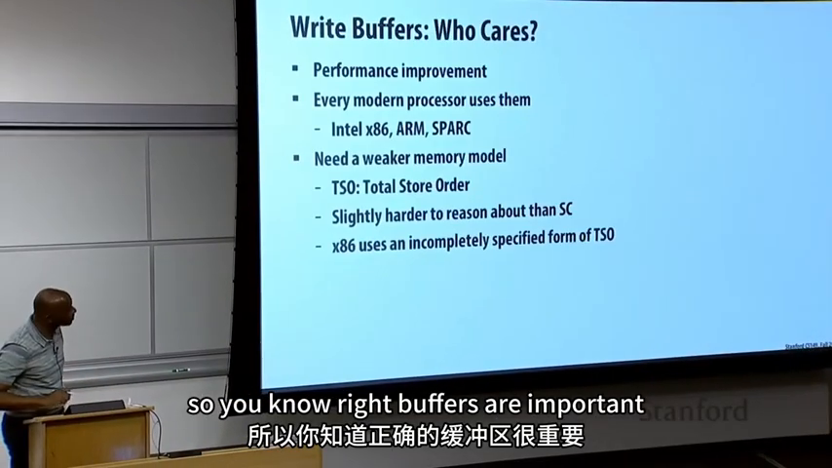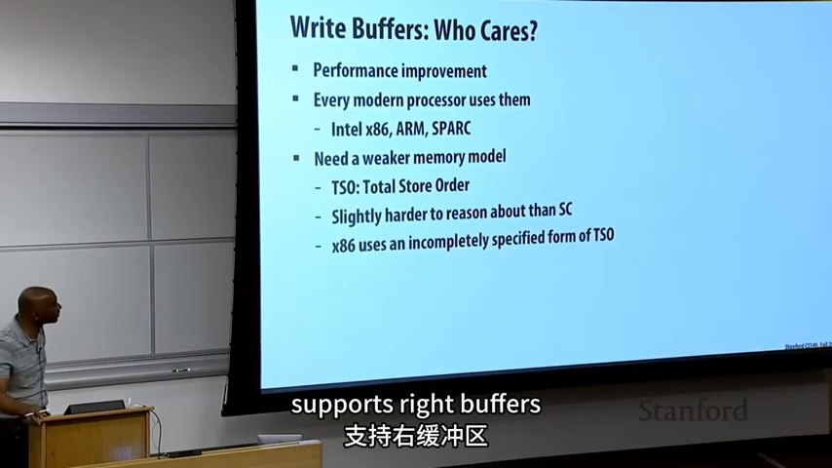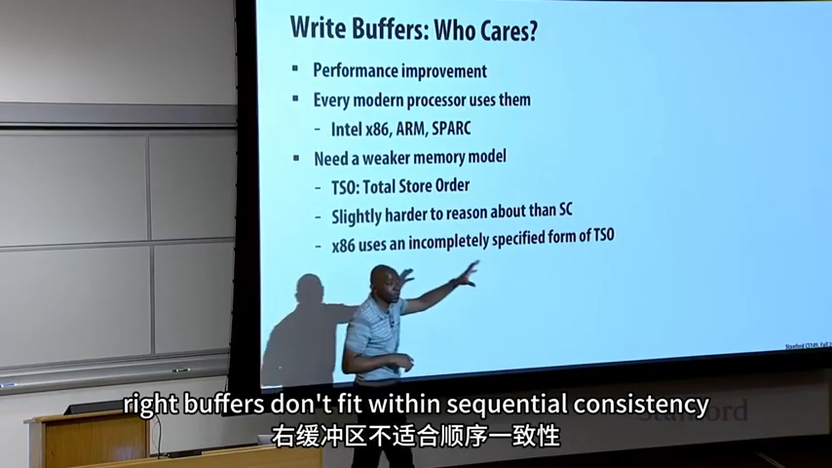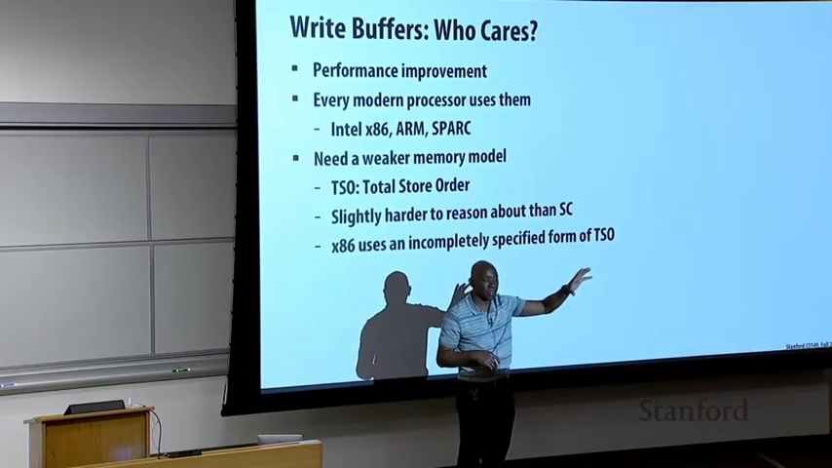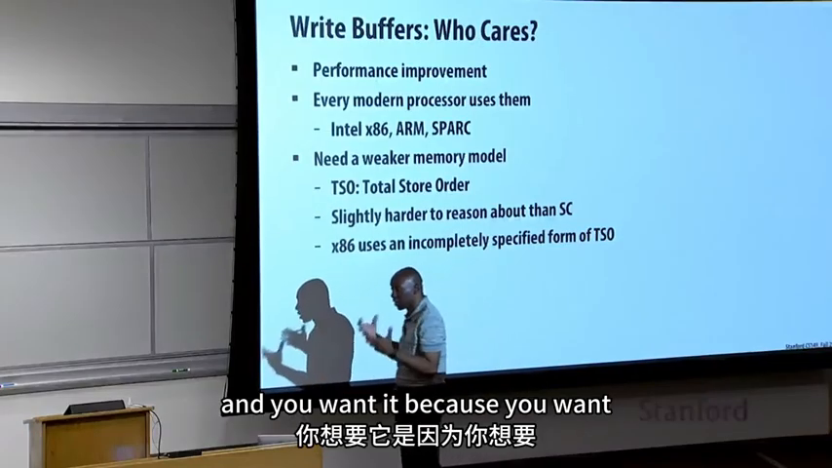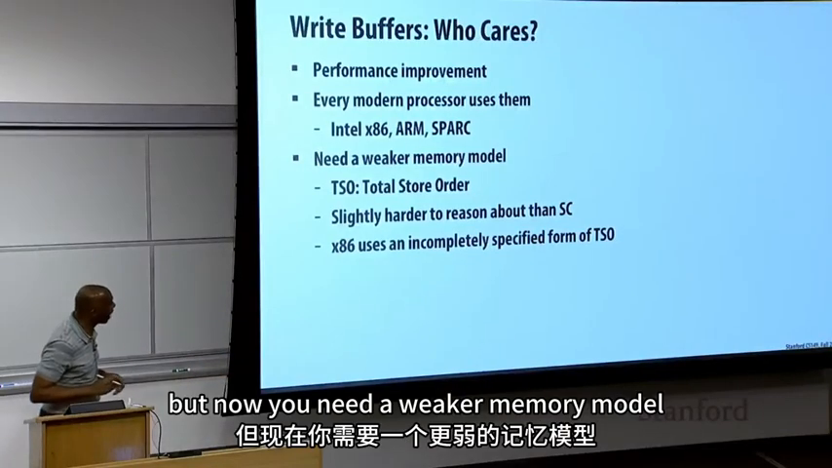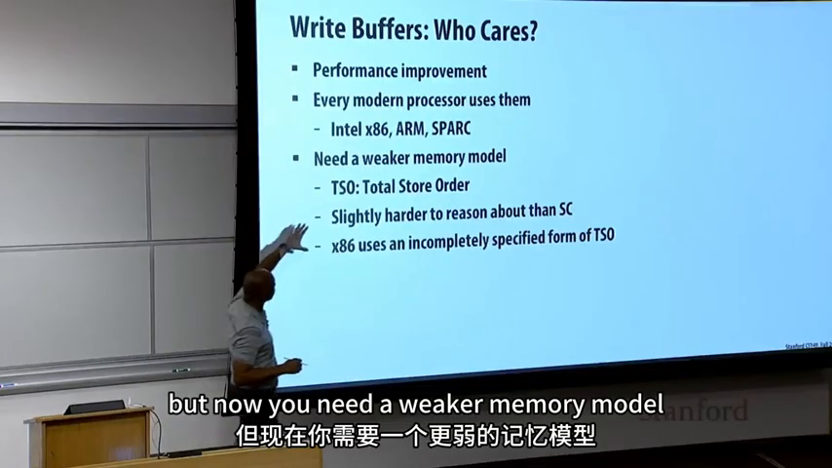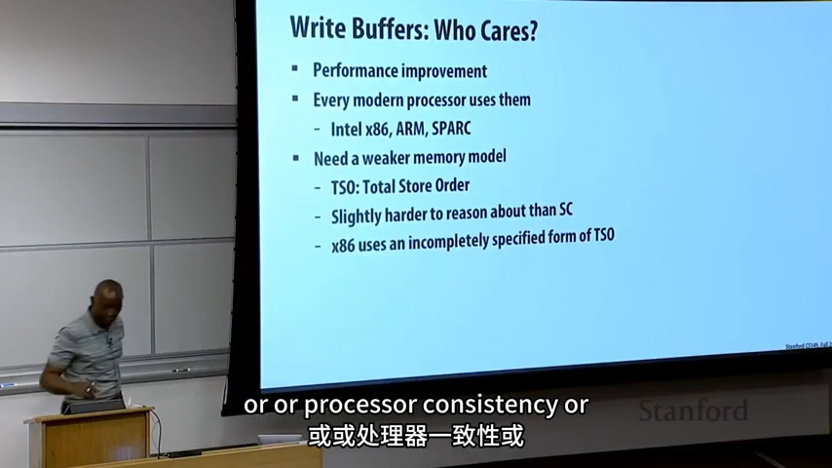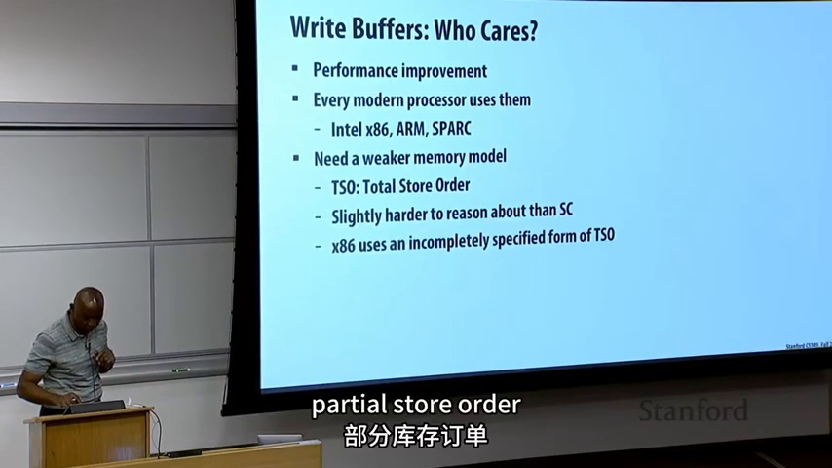Write buffers are important. Every major instruction set architecture supports write buffers, right? And the problem is write buffers don't fit within sequential consistency. You need a weaker consistency model to have a write buffer, and you want it because you want the improved performance that comes from that. But now you need a weaker memory model, one like total store order or processor consistency or partial store order.